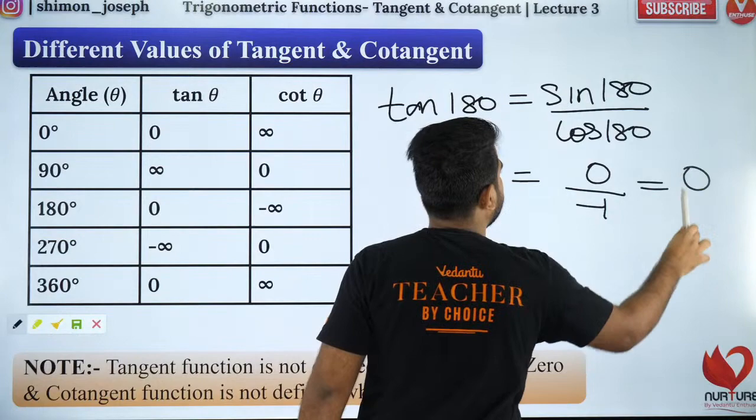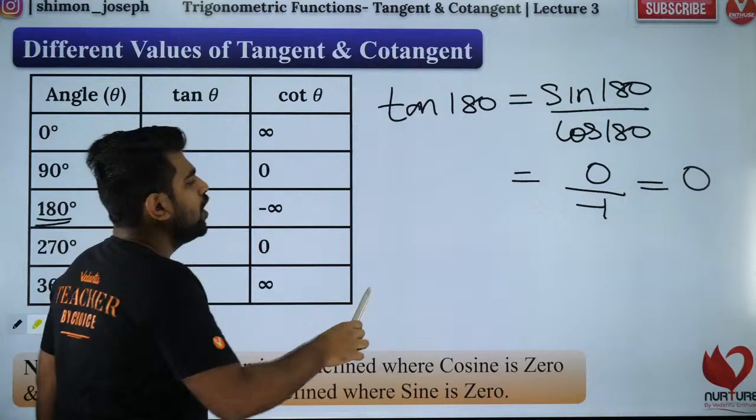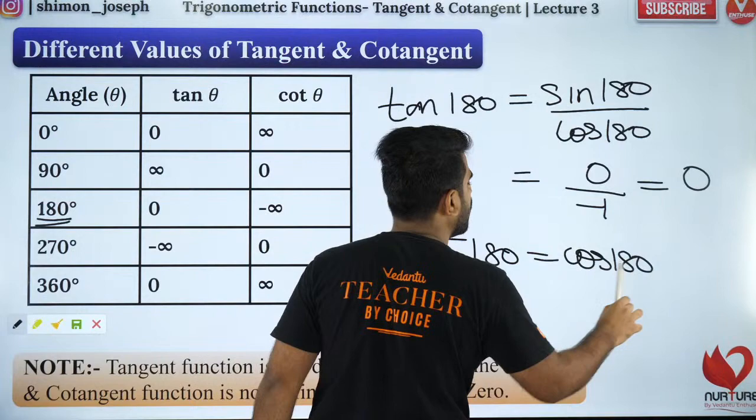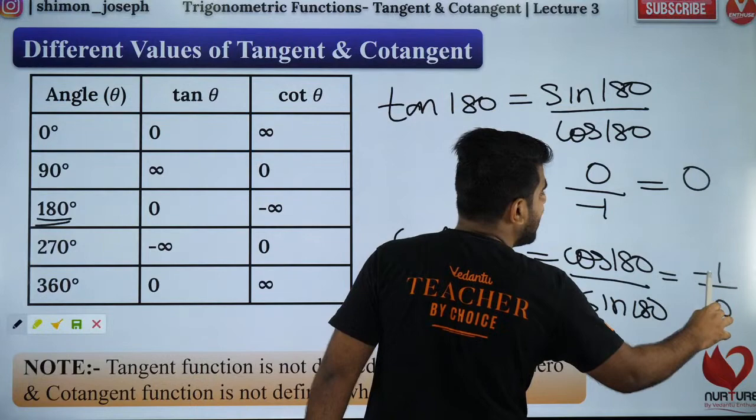Similarly, what will be cot 180? Cot 180 will be cos 180 by sine 180. It'll be the reciprocal of that. So it'll be minus 1 divided by 0. Since you have minus 1 by 0, it tends to minus infinity. Did you understand that? Is that clear?